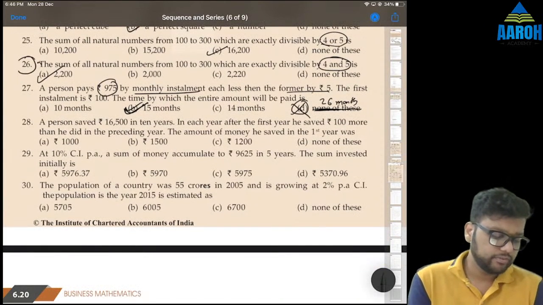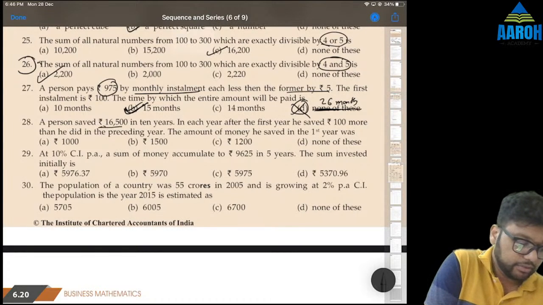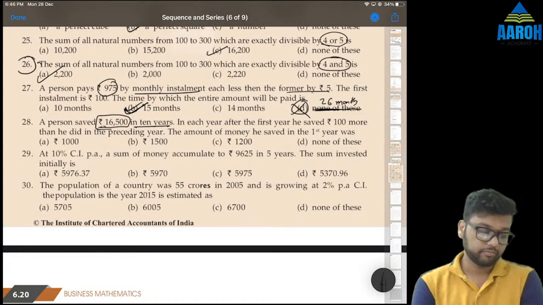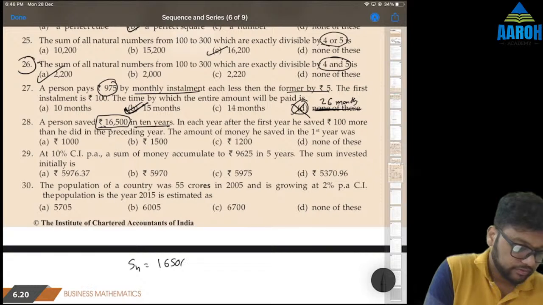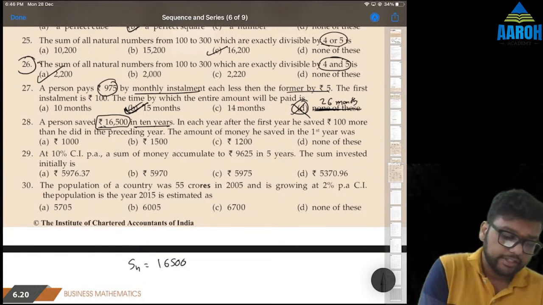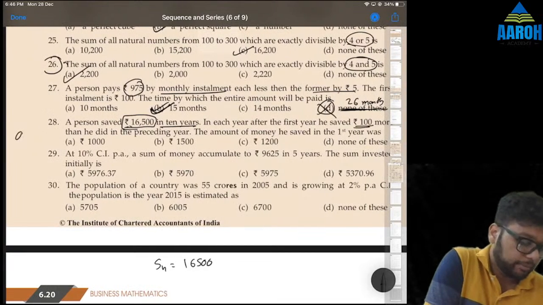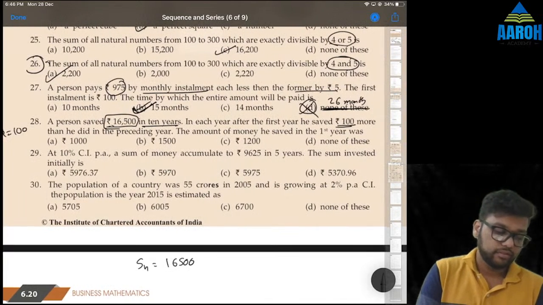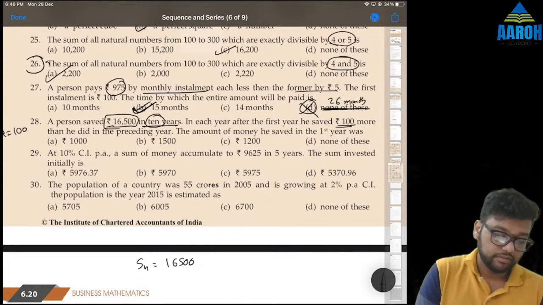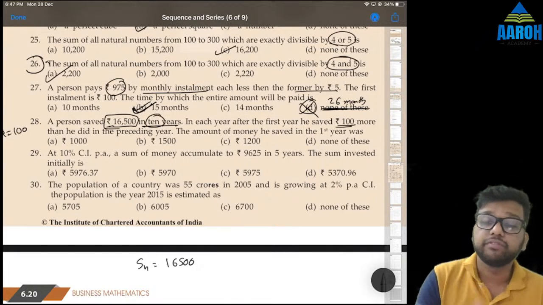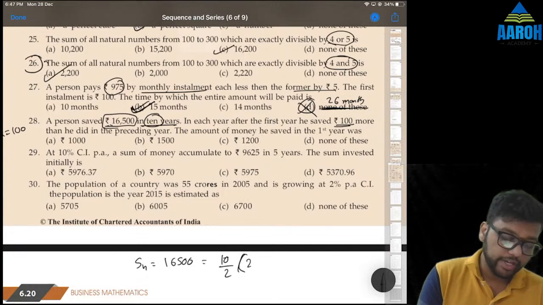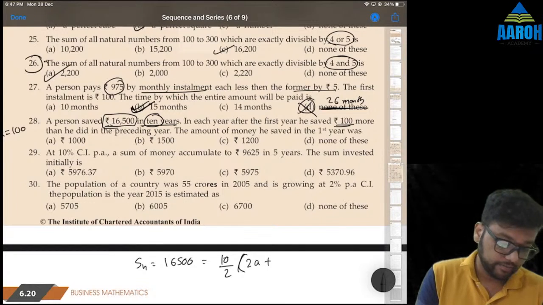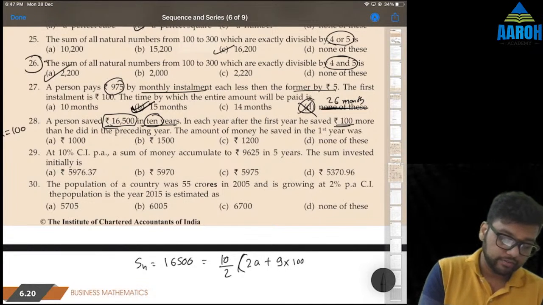Okay. 28. A person saved 16,500 in 10 years. That is total Sn is 16,500. In each year after the first year, he saved 100 more than he did in the preceding year. That means common difference is 100 and n is 10. The amount of money he saved in the first year was, that means we want a. So Sn is equal to n by 2 into (2a plus (n minus 1), that is 9, into d, which is 100).